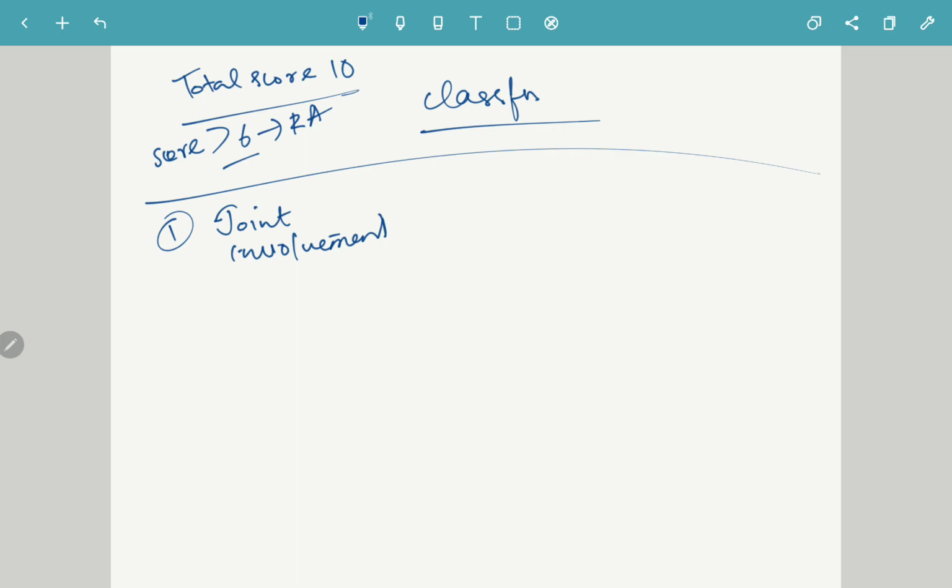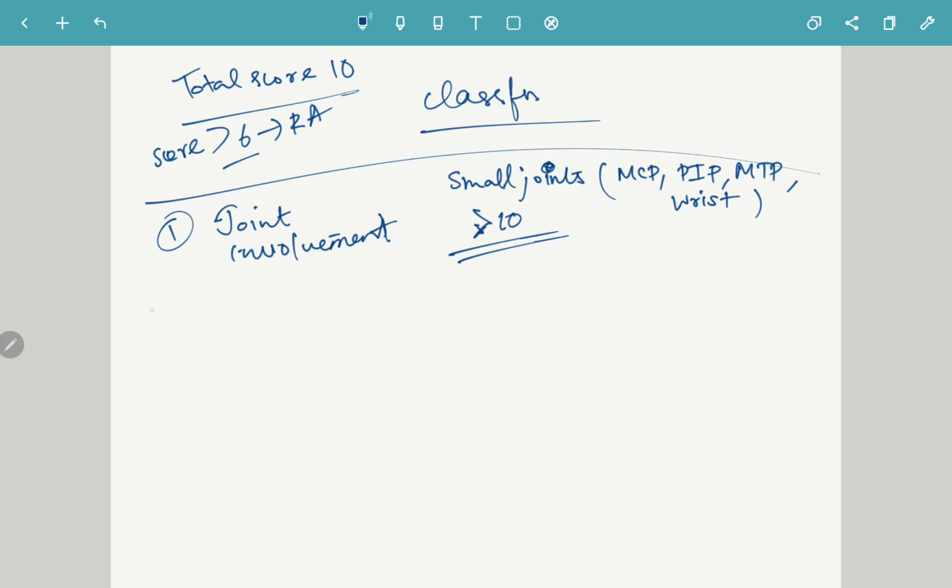So in joint involvement, mainly you need to look for small joints such as the metacarpophalangeal joint, proximal interphalangeal joint, metatarsophalangeal joint, and the wrist joints. These are all small joints, and if more than 10 are involved, it is a very strong score, around 5. Okay. Next, you'll be looking at the serology.